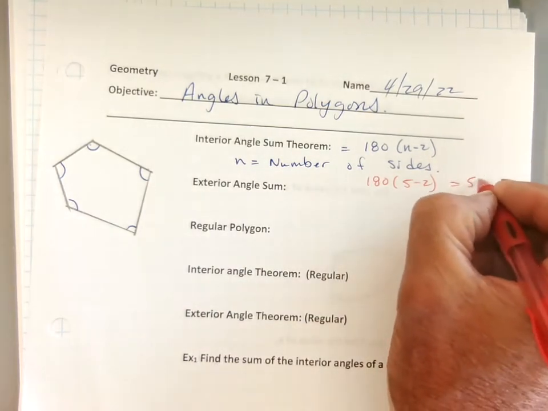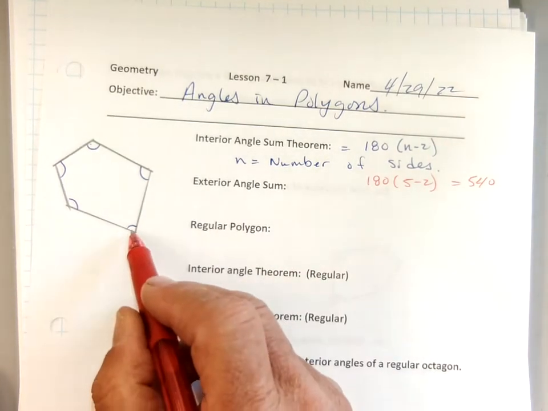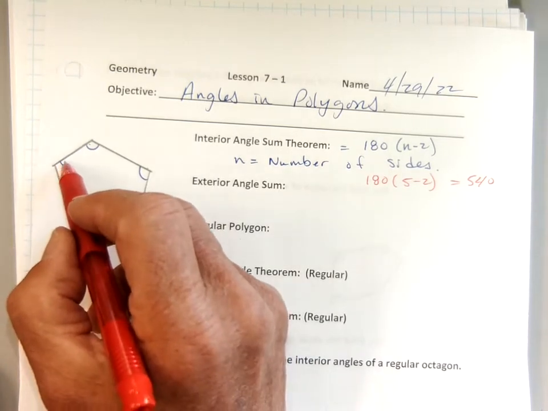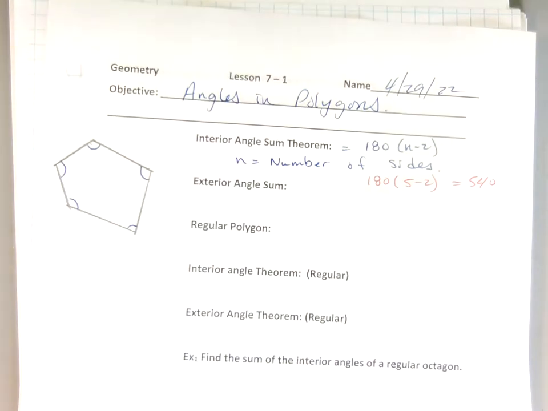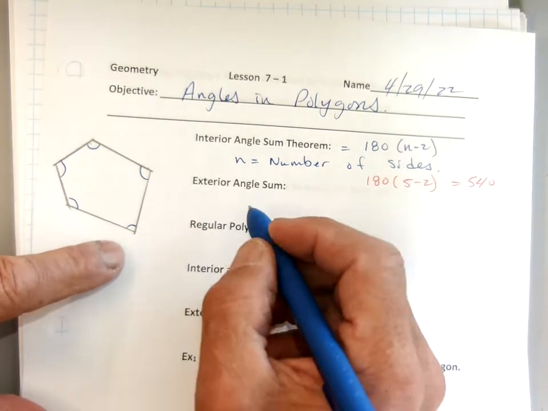So if I were to take a protractor and add that angle and add that angle and add that angle, add up all the angles all the way around, they would add up to 540 degrees. Pretty easy? You guys agree? Yeah. Now the exterior angle sum, that's a little bit different.